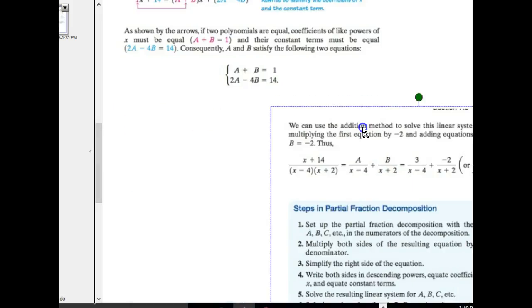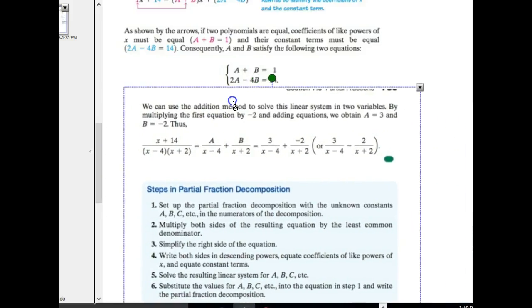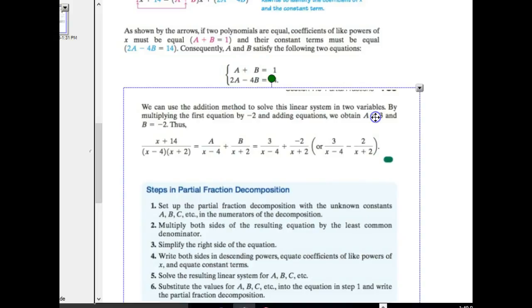They found out that a was equal to 3 and that b was equal to -2. So what they simply did was go back to the original equation where you split it up into the a over x minus 4 and the b over x plus 2, and you're going to put 3 in for a because that's what they found a to be, and they found b to be negative 2.